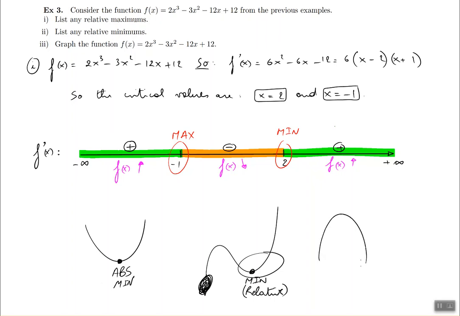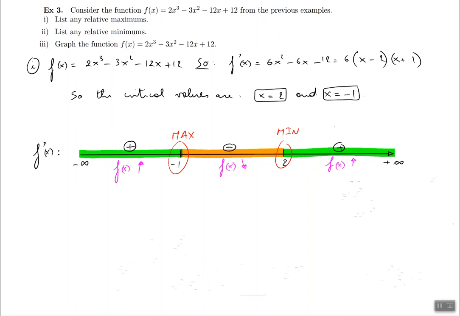So if your graph looks like this, and this is the highest point always, we say absolute maximum. However, if my graph looks like this, then this point right here is called a relative maximum. And again, it's a relative maximum because other points on the graph, all these guys over here on the side, are going to be higher than it.